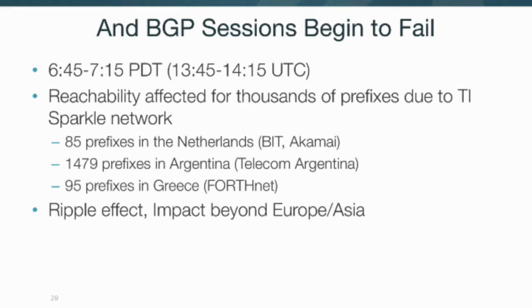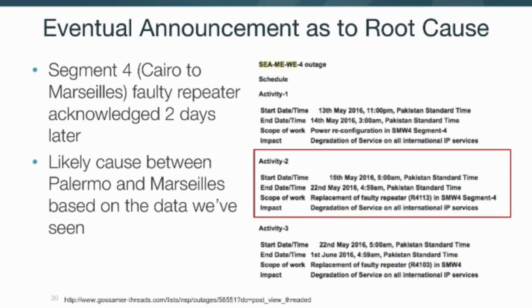This was data collected from the BGP peering data from TI Sparkle, and the issues were not local just to Europe. The issues were being seen for countries, including Argentina, where we saw some issues in reachability of different prefixes, different size prefixes. So that was pretty interesting to see the ripple effect go across Europe and Asia.